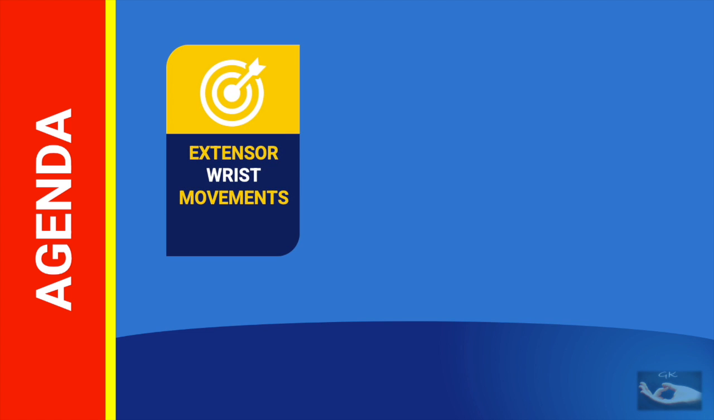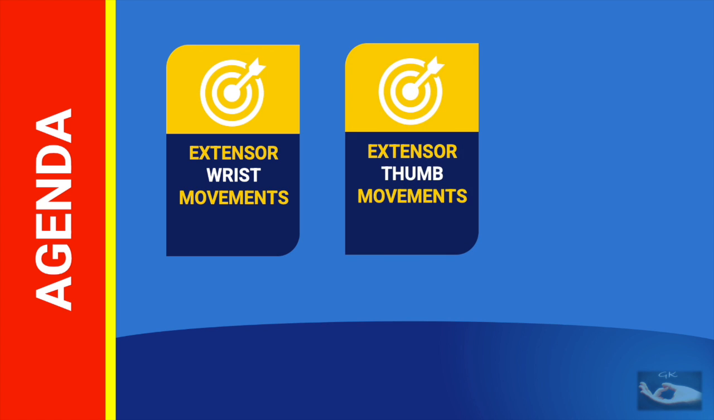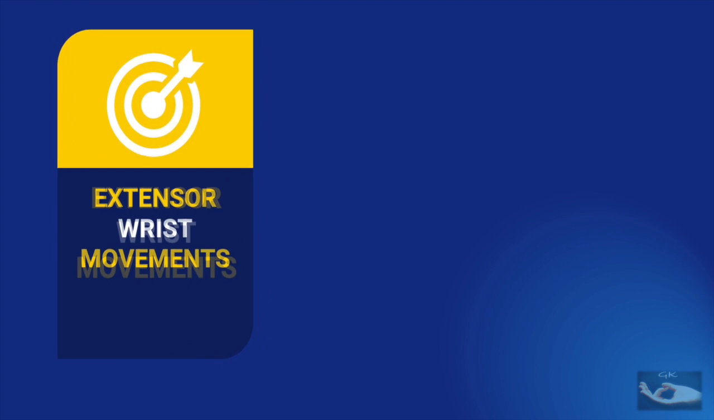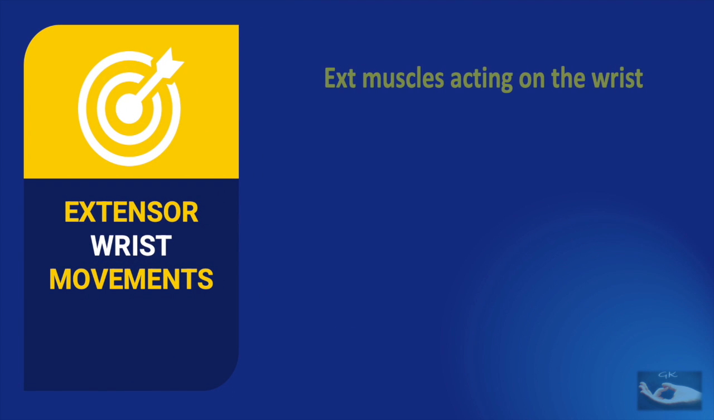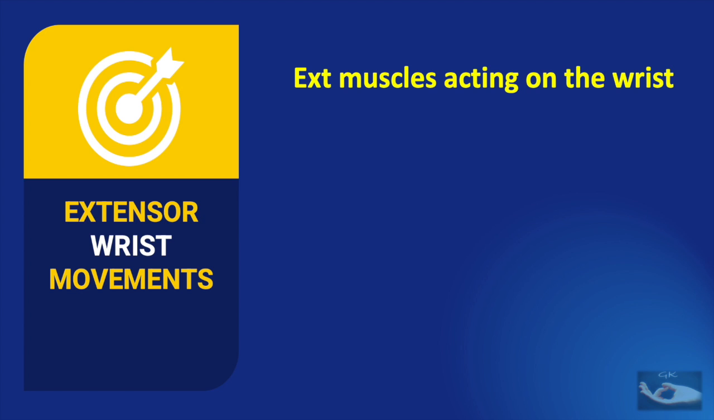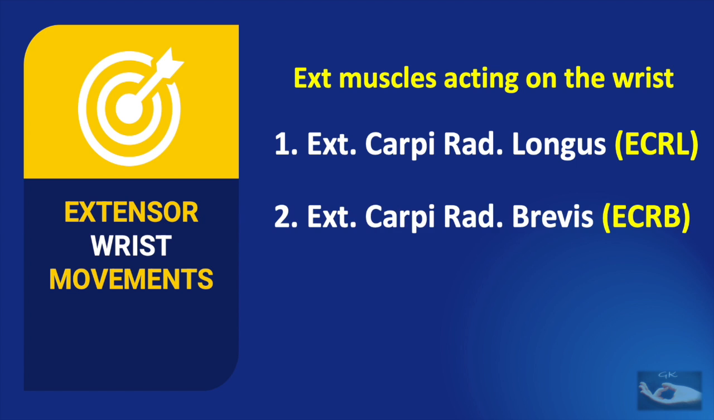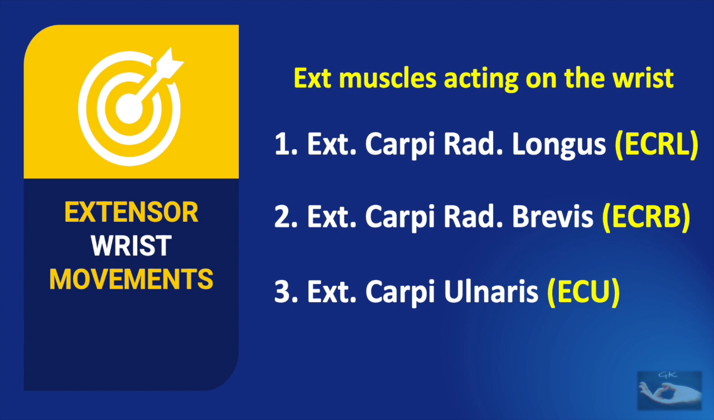The agenda for this session is that we are going to see the muscles causing extensor wrist movements, extensor thumb movements, and extensor finger movements. First, we shall see the extensor wrist movements, and the muscles acting on the wrist causing extension are the extensor carpi radialis longus, extensor carpi radialis brevis, and the extensor carpi ulnaris. We shall see 3 important biomechanical characteristics of each of these 3 muscles.